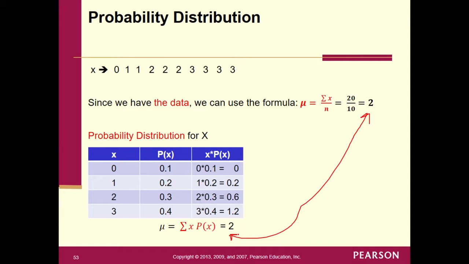We're going to see throughout the semester that there are different ways of calculating means. You just have to look at the situation you have. Here, did you have the raw data or did you have the probability distribution of x?